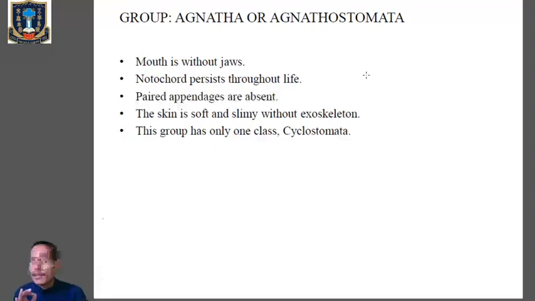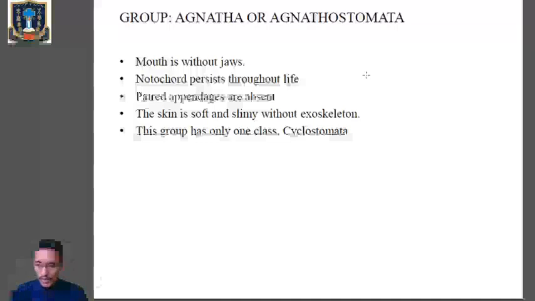Paired appendages are absent. Skin is soft and slimy without exoskeleton, and this group has only one class, that is Cyclostomata. Mainly this group Agnatha is represented by lamprey and the hagfish, and these are the first vertebrates. They appeared about 450 Mya. Mya means million years ago.